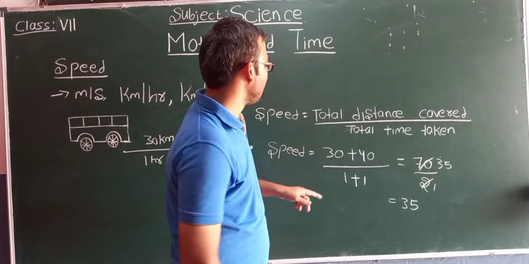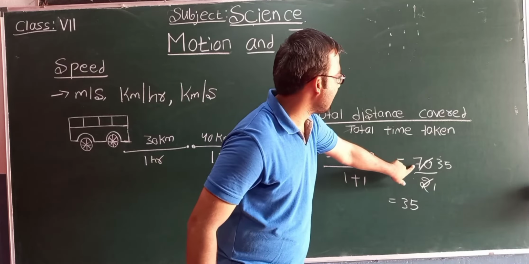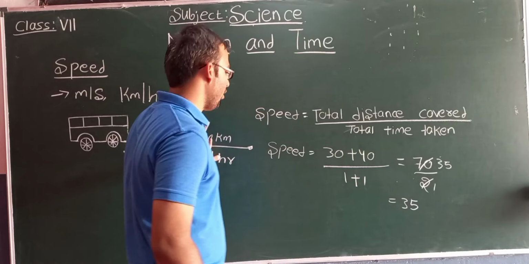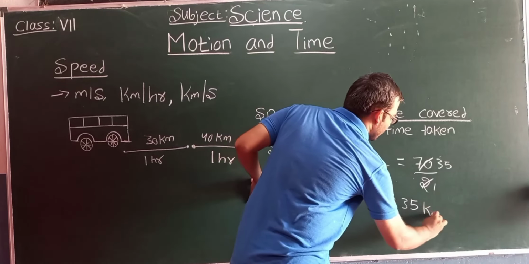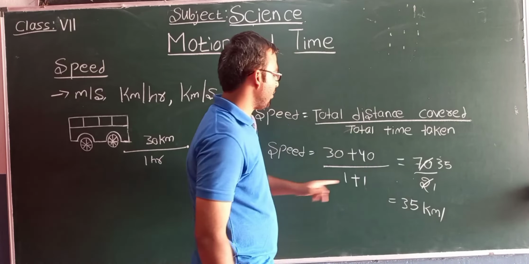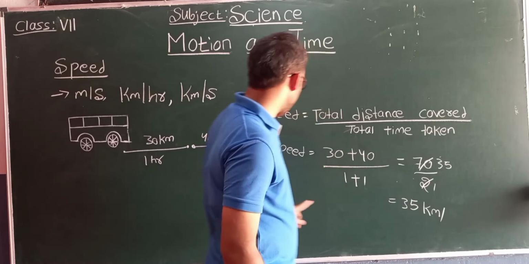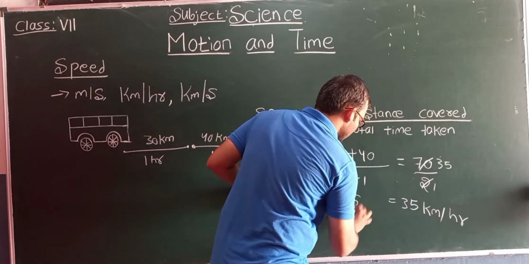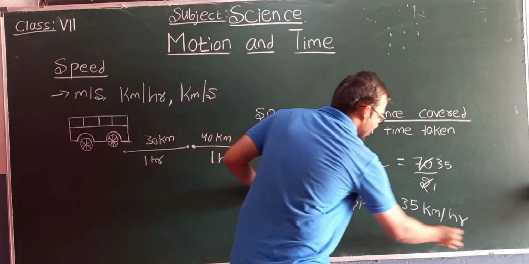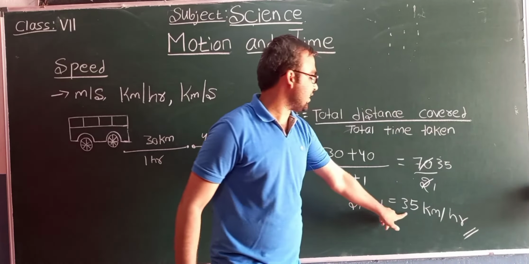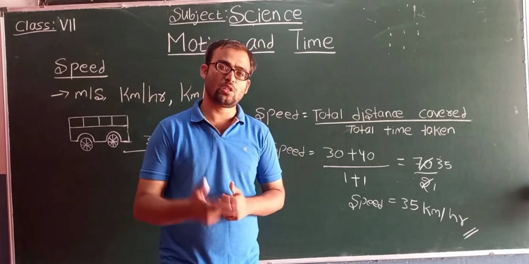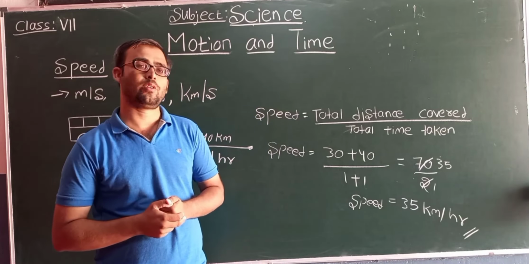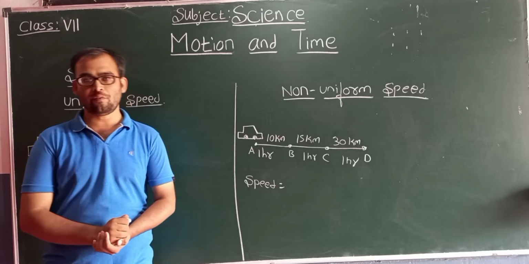Now look at here. Here what is the distance? No, it is in kilometer. And at the denominator side, what is the time? And it is in hour. Okay, then we can say that the speed of the bus is what? 30 km per hour.